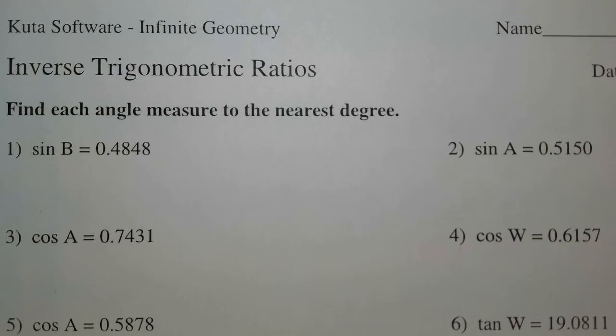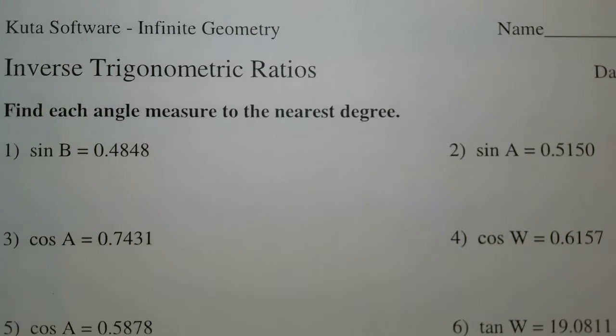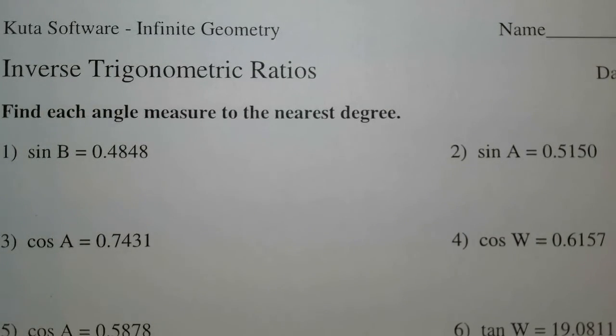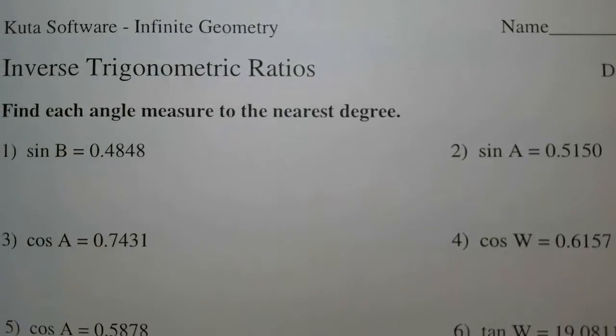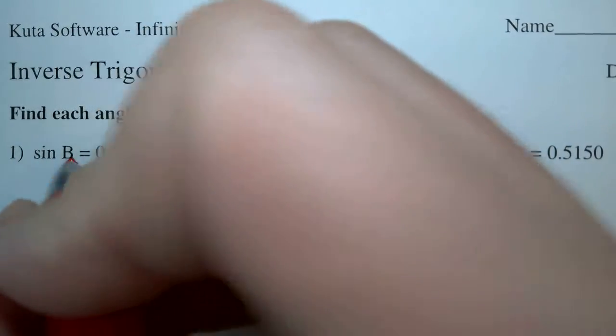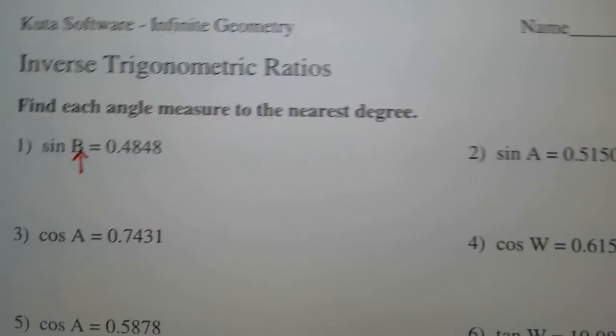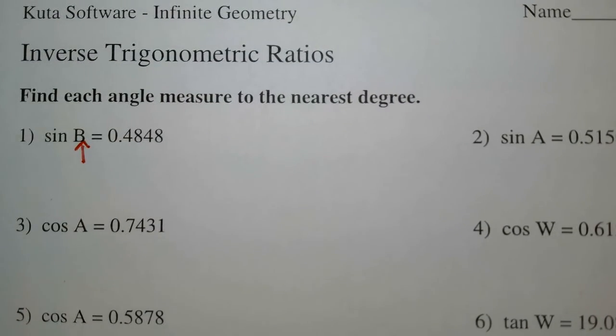Today we're going to be doing some inverse trig ratios for some geometry. So the first questions are going to start off with just solve for the angle. And the angle that they're referring to would be like angle B here. And you have to use a very special button on your calculator to do this.